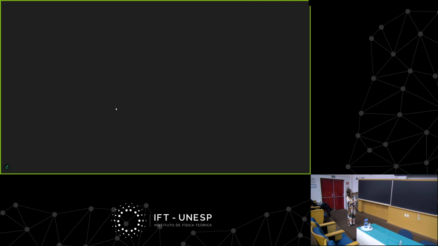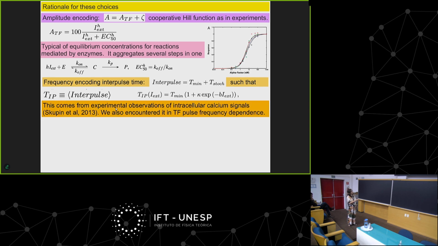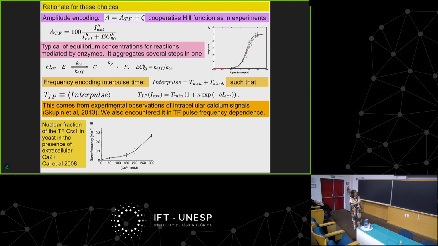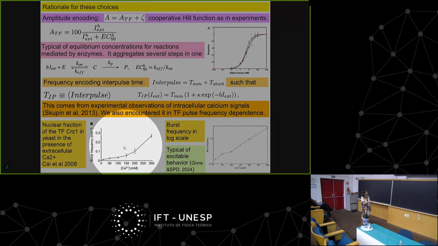Anyway, so let me explain a little bit better the interpulse time, which is the one that is weirder, I would say. It came from observations of intracellular calcium, in which they found that dependence. I'm going to show you some figures. But we also went to a plot of the burst frequency of a nuclear localization of a transcription factor as a function of some external stimulus, which in this case was calcium, external calcium. And we plotted in a log plot. And so we found that there was this dependence as well, so that this is well approximated by an exponential.